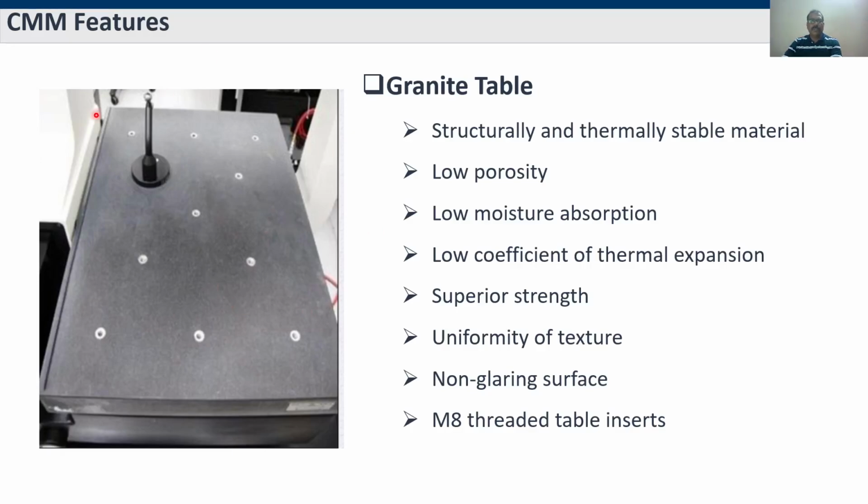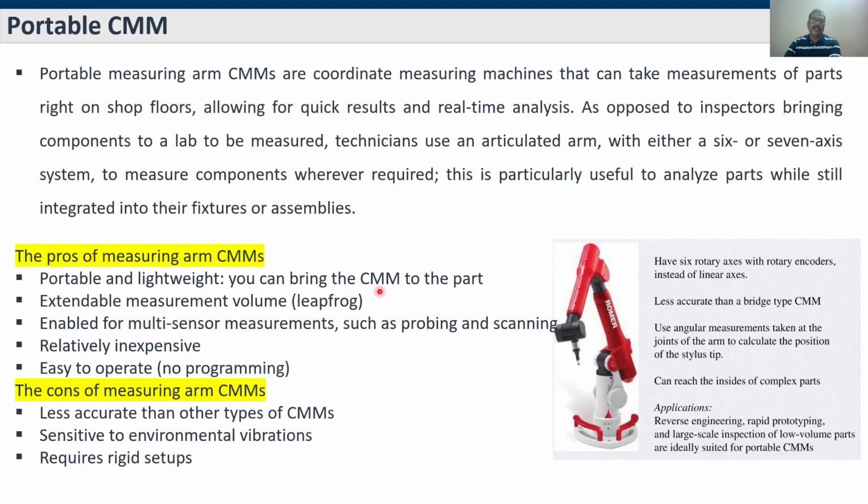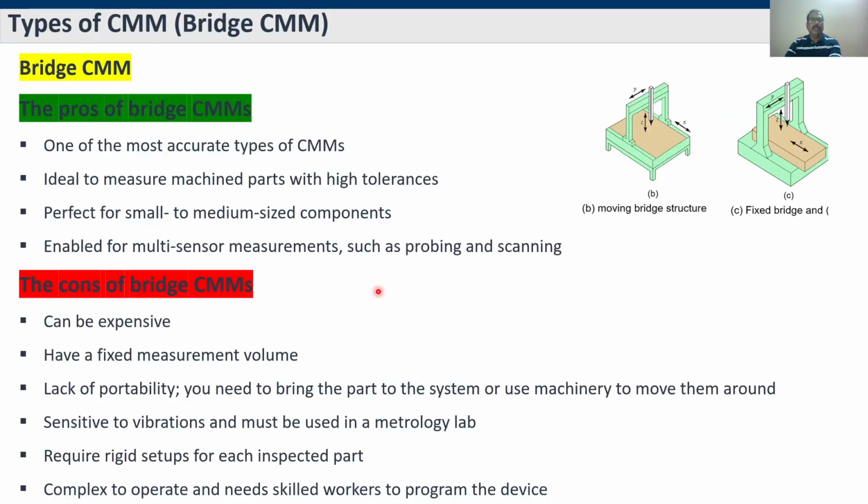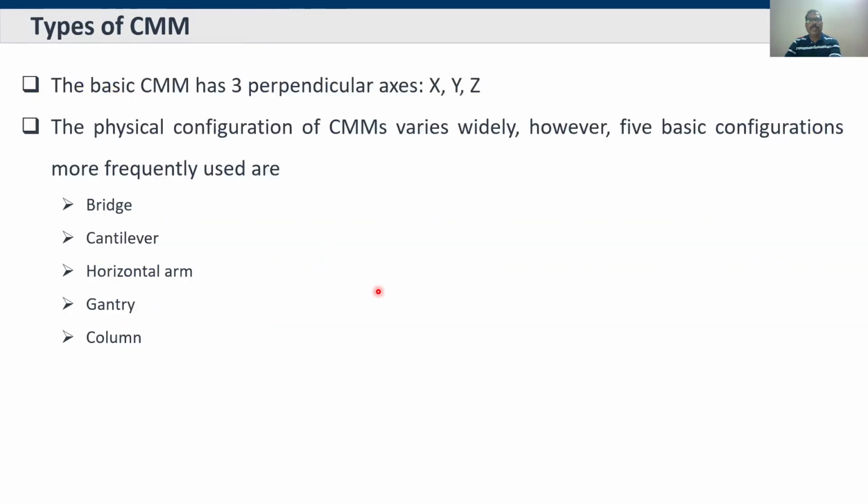Then the other topic is the features of CMM. We'll see about this in the coming videos. As of now, you have seen the types of CMM, starting with bridge type, gantry type, cantilever type, horizontal arm type, column type, portable CMM and optical CMM.